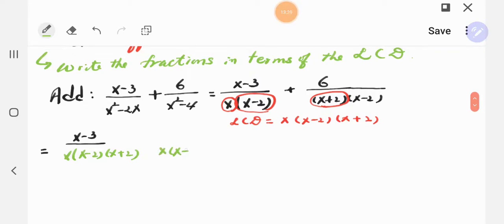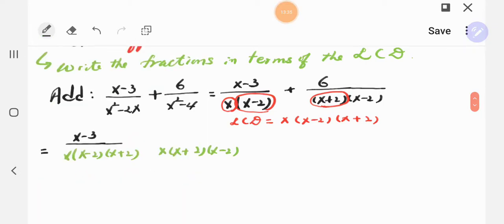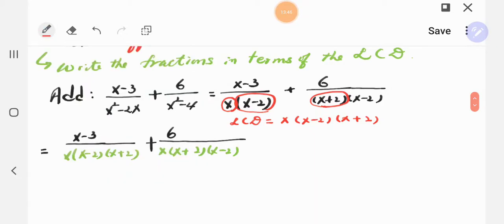x times (x plus 2)(x minus 2). Okay, let me extend it, so plus something. We have 6 here. What I did is I just replaced the denominator with the LCD, but we have to multiply. We have to change the numerator.